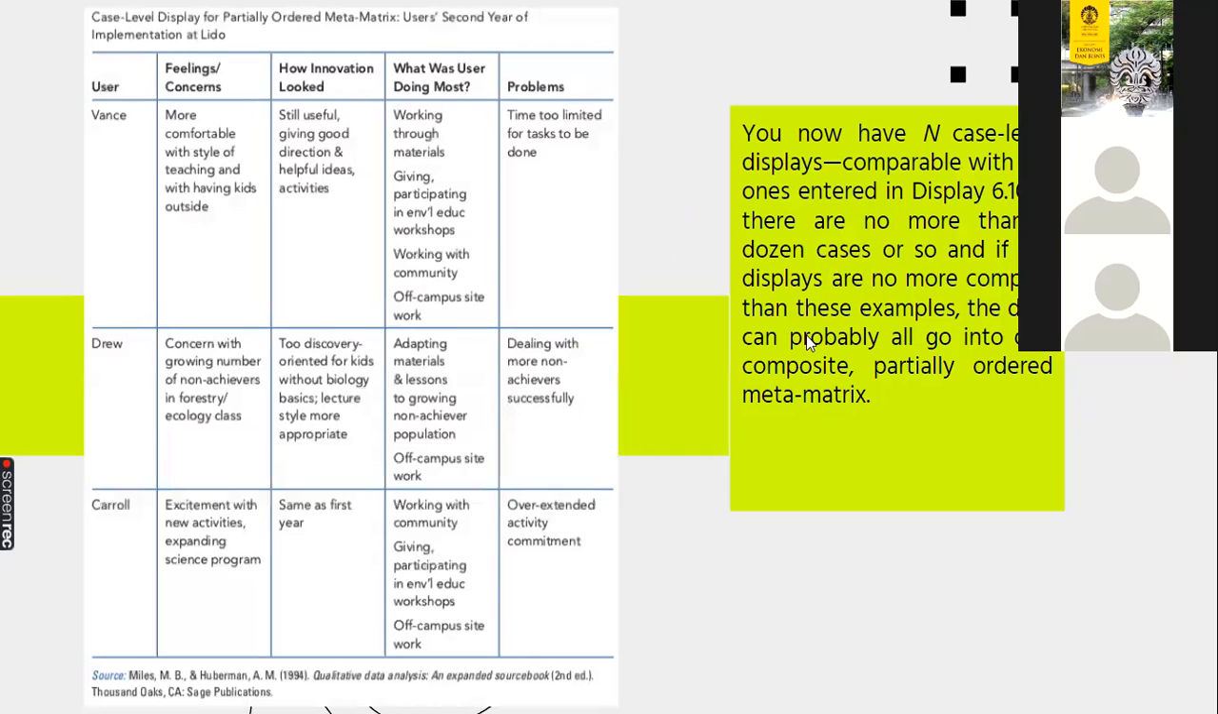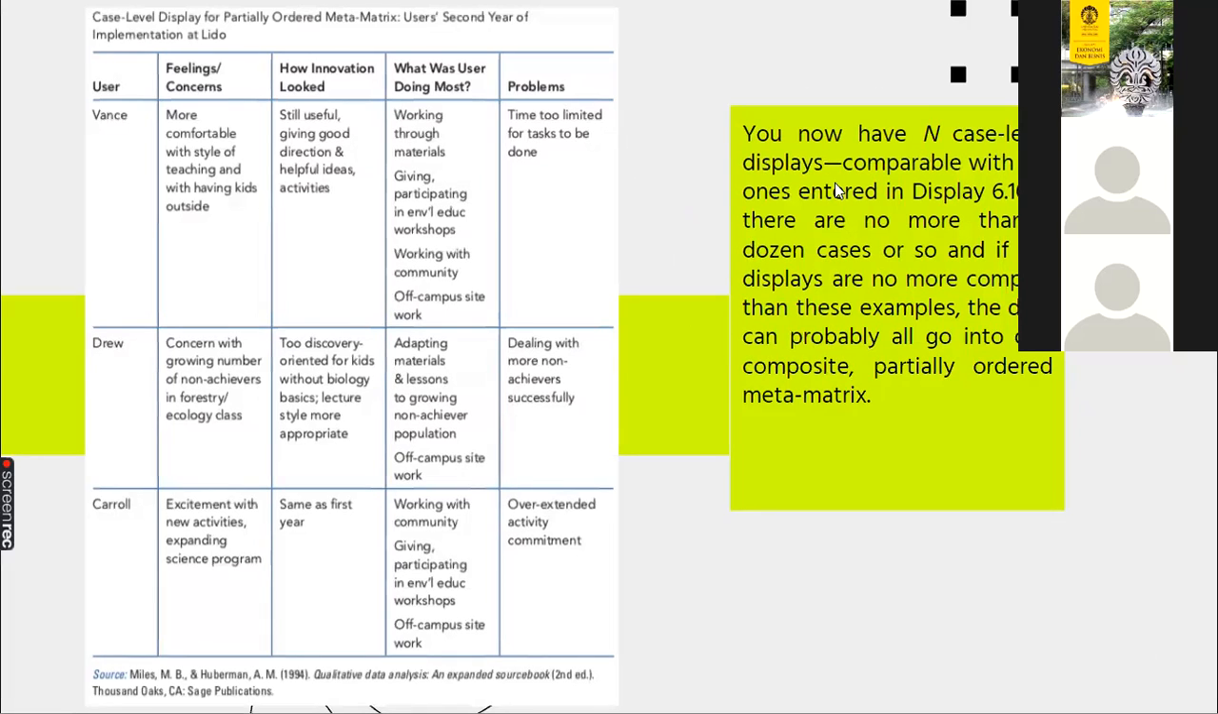And here is the example of the partially ordered metamatrix. You now have NCAS level displays comparable with the ones entered in display 610. If there are no more than a dozen cases or so, and if the displays are no more complex than these examples, the data can probably all go into one composite partially ordered metamatrix. Next slide.